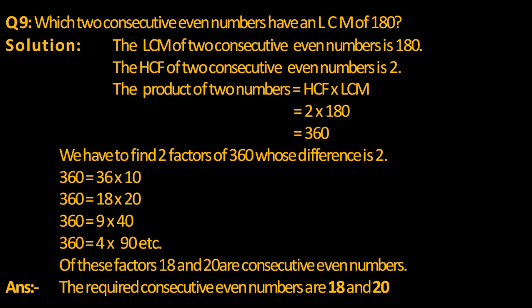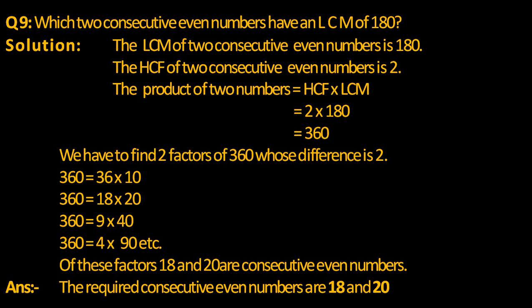180 is the LCM and the HCF of such two consecutive even numbers is 2. So 2 into 180 is equal to 360. So the product of the two numbers is 360. We have to find two factors of 360 whose difference is 2. Now 36 into 10, 18 into 20, 9 into 40, 4 into 90. All these are factors of 360. But those factors whose difference should be 2.